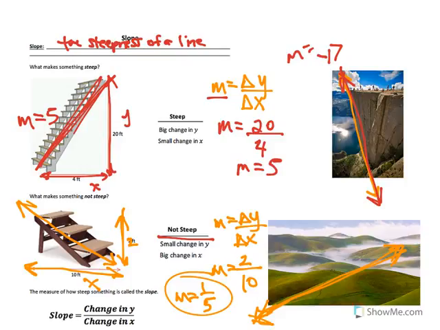So do you see how when something is not very steep, it's kind of horizontal, it has a small slope that's usually a fraction. And then if something is very steep, like a cliff, it has a big slope. We measure slope as the change in y over the change in x.